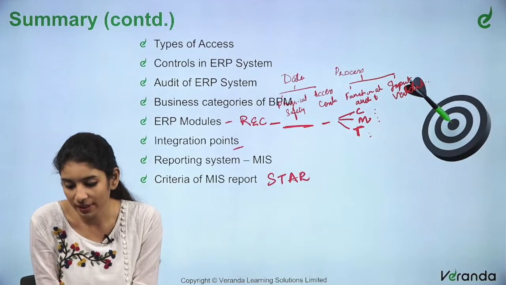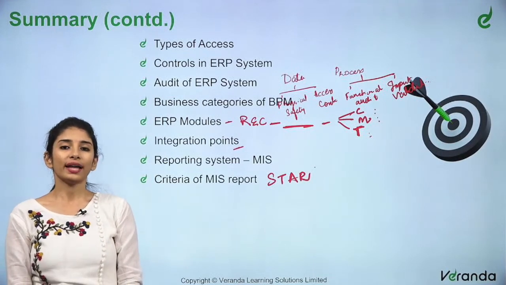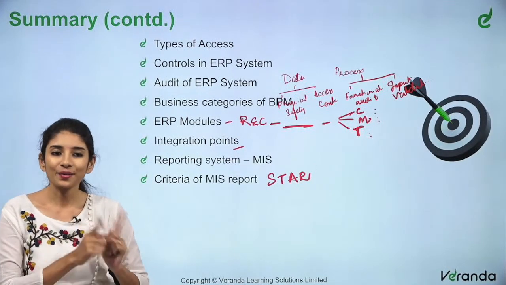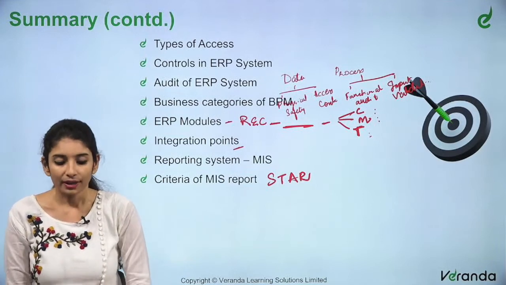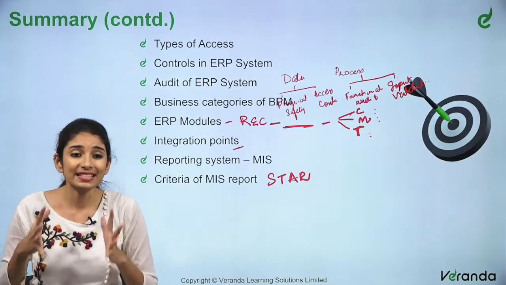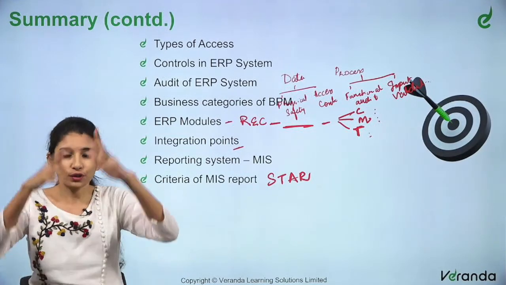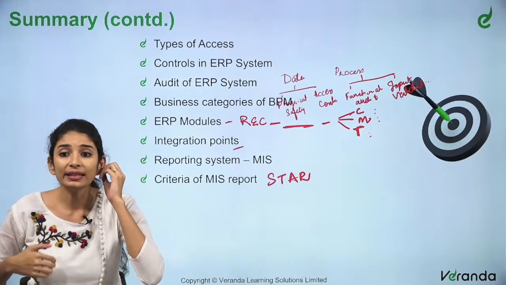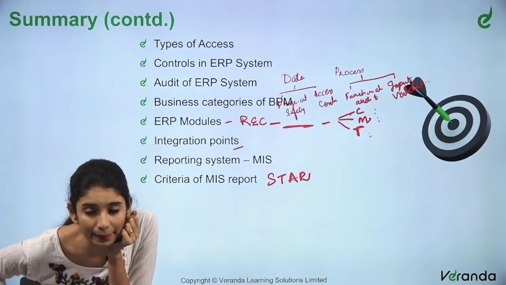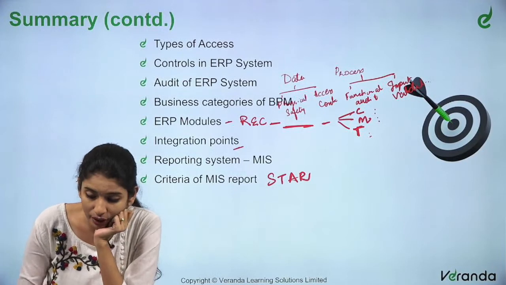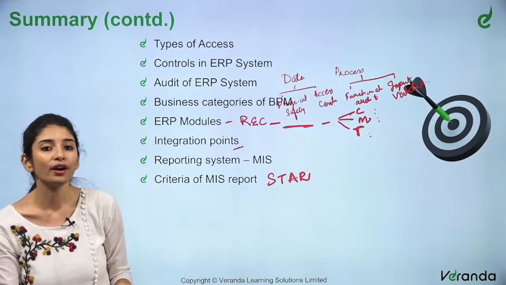If you see this question, you're going to do a small dance in your exam. You're going to do a happy dance in your exam. Now, criteria of MIS report, STAR. S stands for structured, T for timely, A for accurate, and R for relevant.